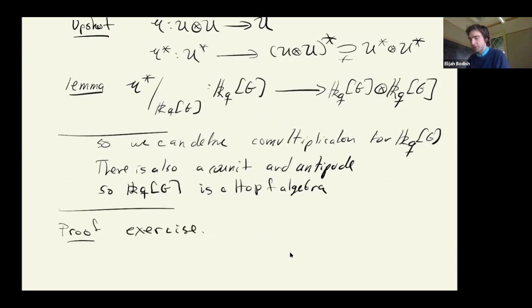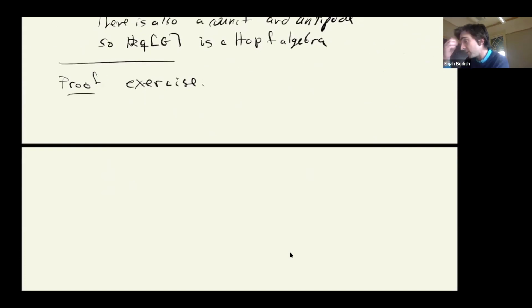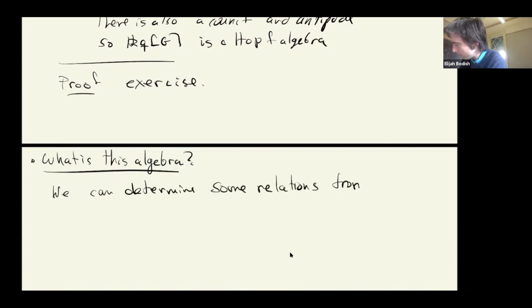So I'll just say the proof is an exercise. The other thing is that this is a really mysterious algebra. It's just the algebra generated by some elements, so we don't know exactly what relations these elements will satisfy. But the reason that this is even in this section is that we can get some relations from the R matrix. So what is this algebra? It turns out that we can determine some relations from using R. And what's the idea?